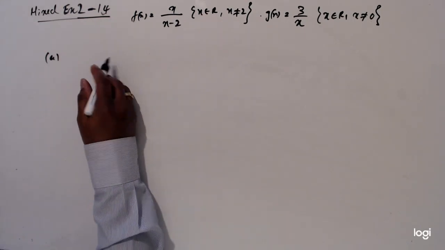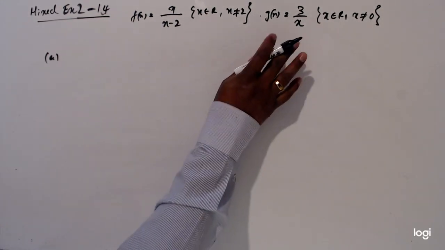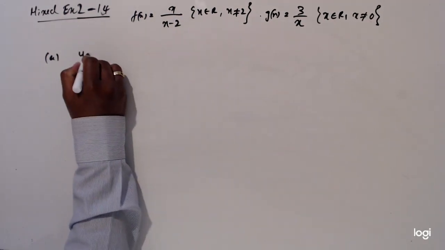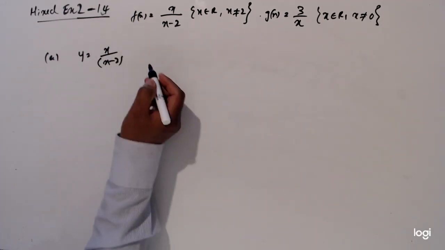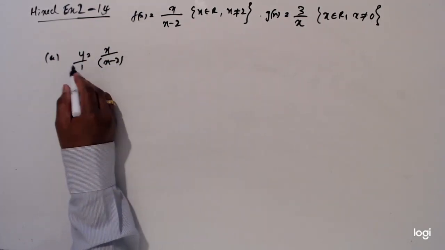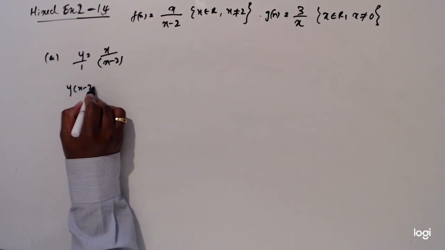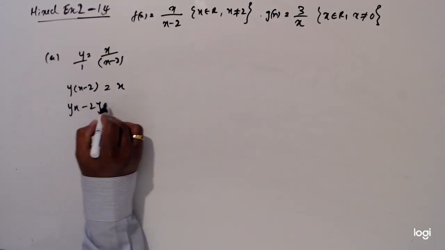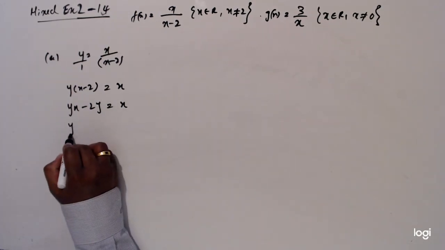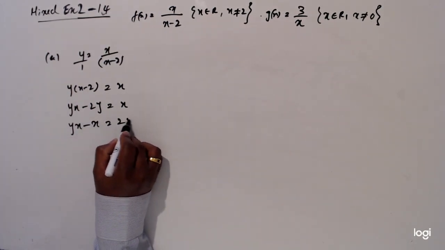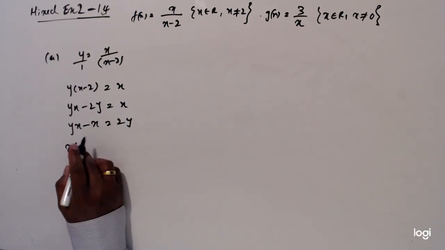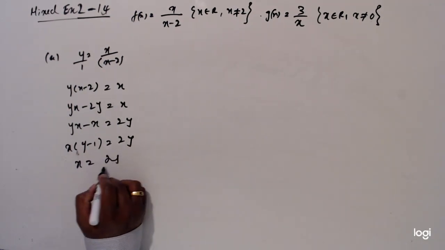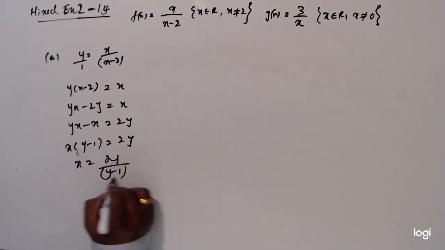Question number 14. The function g(x) is this one, and we want to find an inverse function for this one. So I'll take y equals x over x minus 2. We'll make x the subject. So y times (x minus 2) equals x. Then I want to take x to one side: yx minus 2y equals x. So yx minus x equals 2y. So I can factorize x: x(y minus 1) equals 2y, x equals 2y over y minus 1.